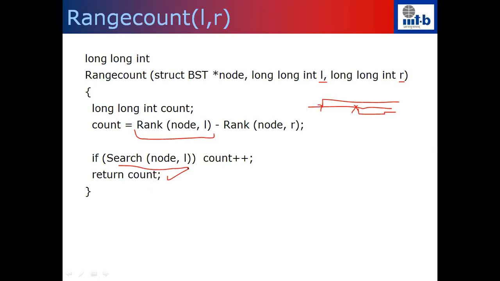Note that the earlier algorithm that we had written for the range count depended on the number of nodes. Right here, it's independent of the number of nodes because you have to just compute the rank twice, and both the ranks can be found in order log n, and then do one search. So the complexity is clearly order log n. This range count will only depend on the height of the tree. It is independent of the number of nodes in the subtree.